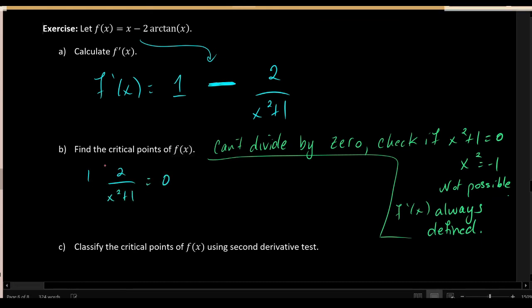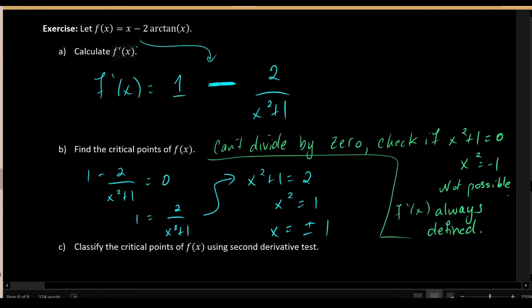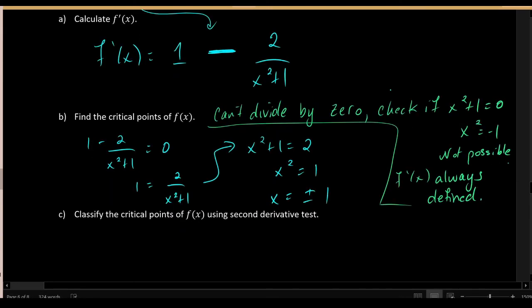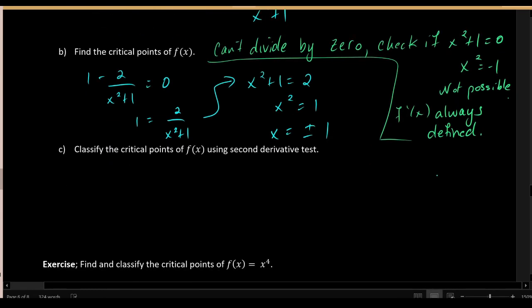Oh no. Minus 2 over x squared plus 1. If I just rearrange this a little bit, maybe move 2 over x squared plus 1 to the other side, and clear the fractions, then this says that if x squared is equal to positive 1, so that x itself is equal to plus or minus 1, then the function x minus 2 arctan x will have a critical point. And these two values are the only critical points.